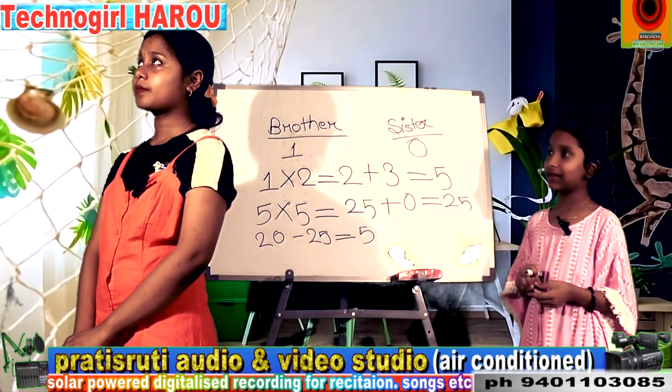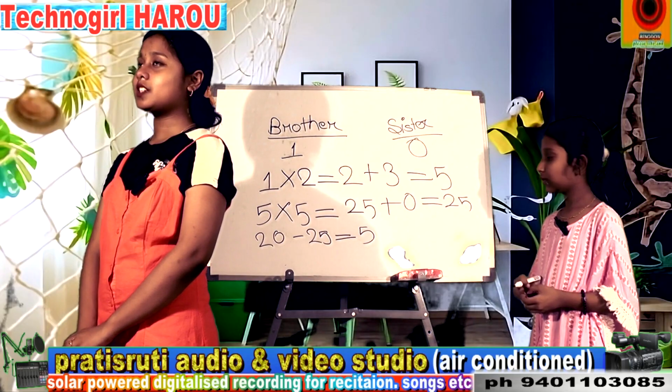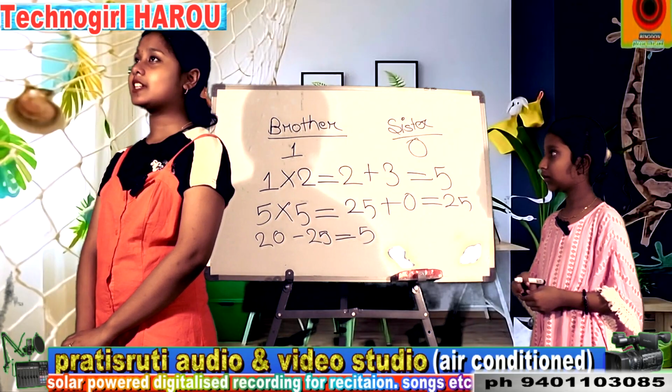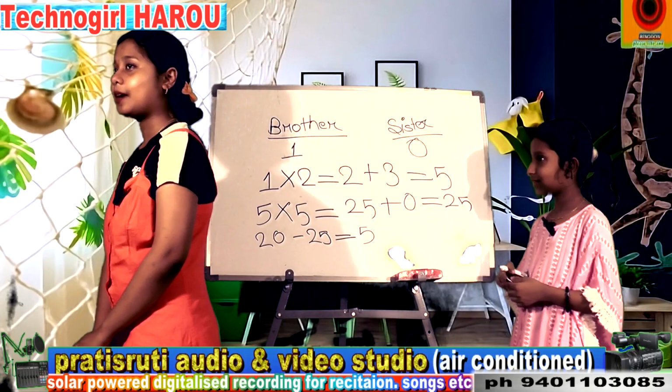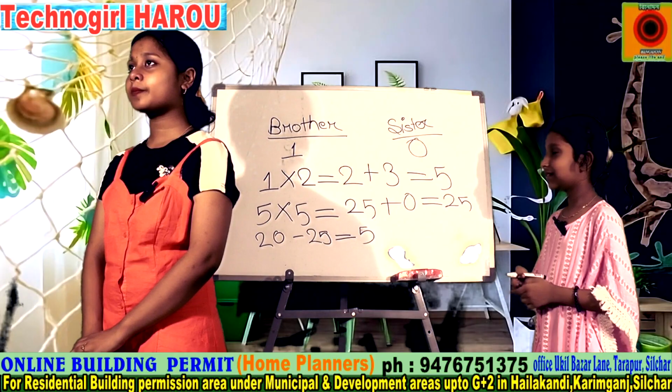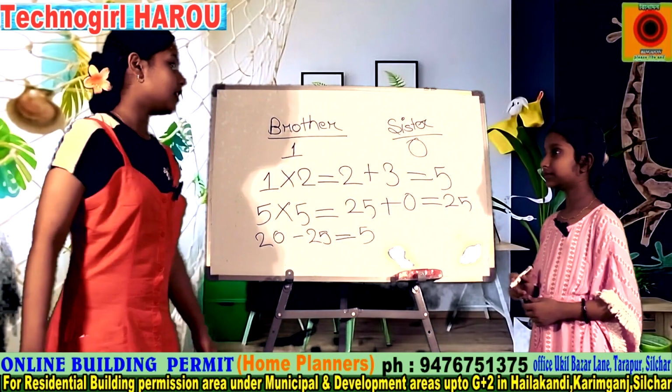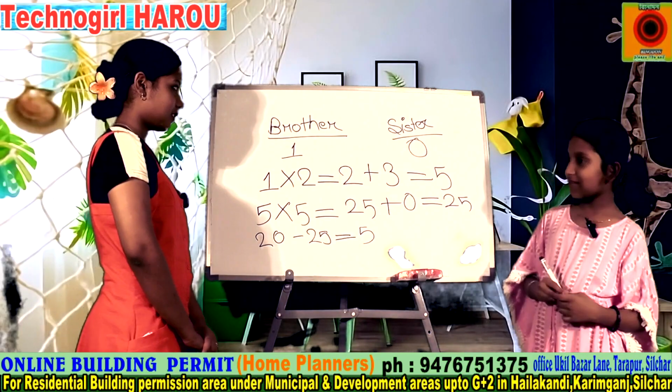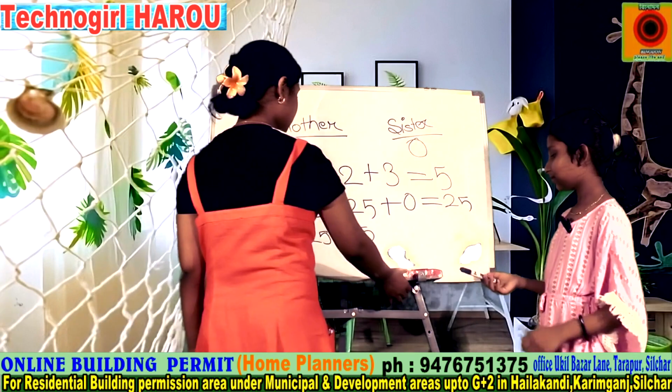The result is 5. Okay, which means you have 1 brother and 0 sisters. Yes. Am I correct? Yes, you are correct. Can I turn back? Yes, you can. You want to learn this trick? Yes, I want. Okay, fine. Let me erase this.